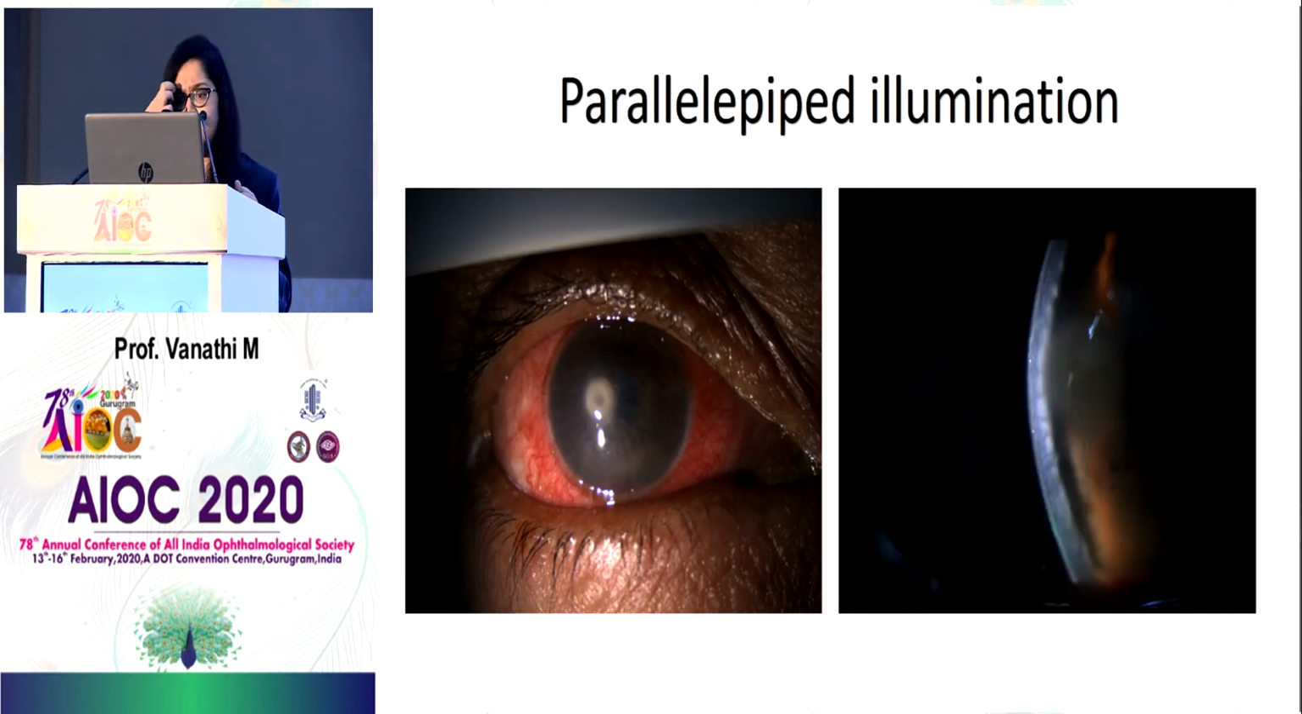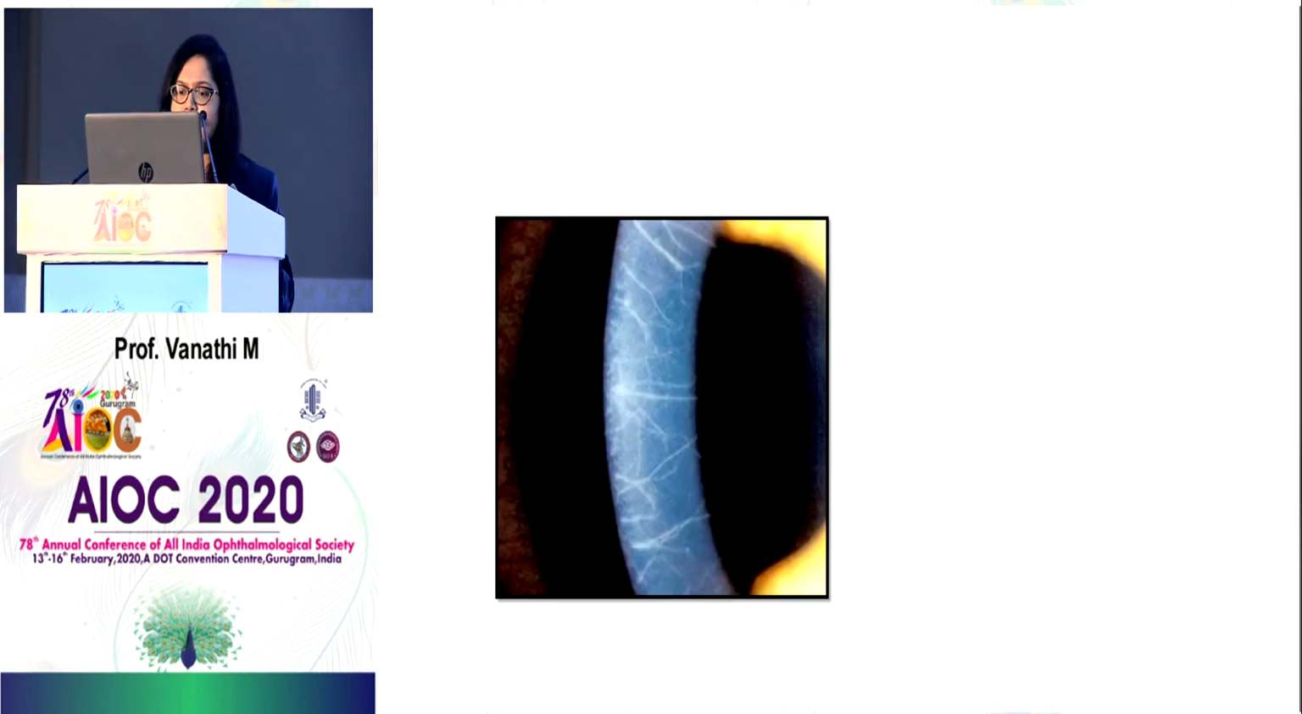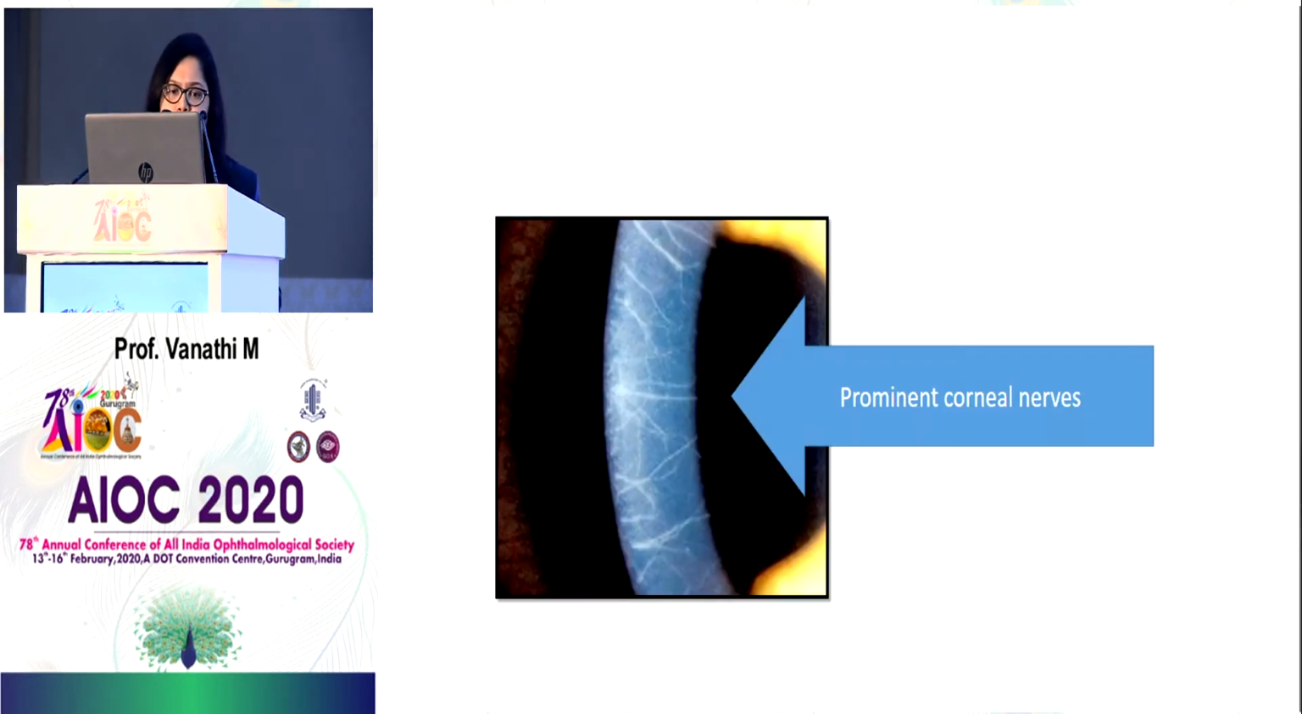Here in this diagram you can see on diffuse illumination one lesion is there, but once you make a parallelepiped section then you can see the lesion is mostly at the endothelial level. So in this examination you can actually see the depth and you can also measure the size of the lesion. In this illumination you can also see prominent corneal nerves.